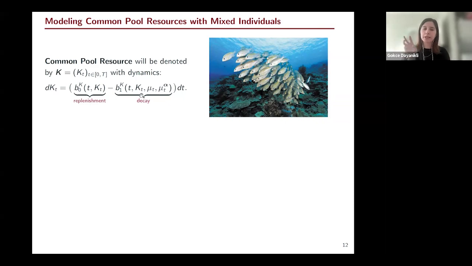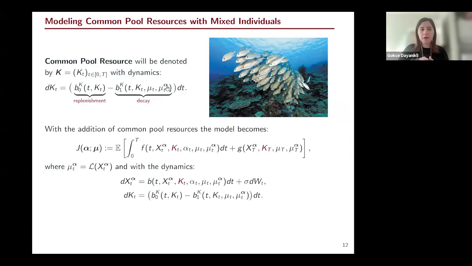So here I'm looking from the lens of the individual and I'm writing this dynamics from their perception, which means that for this decay, they are seeing the population effect, again, exogenously, but they also see their own individual effect. That's why I include both mu_t and mu_t^alpha in the decay term. So then with the addition of common pool resources, the whole model is going to become just an extended version of the previous one where we include this new common state, where this one is the individual state, and this is the common state's dynamics.